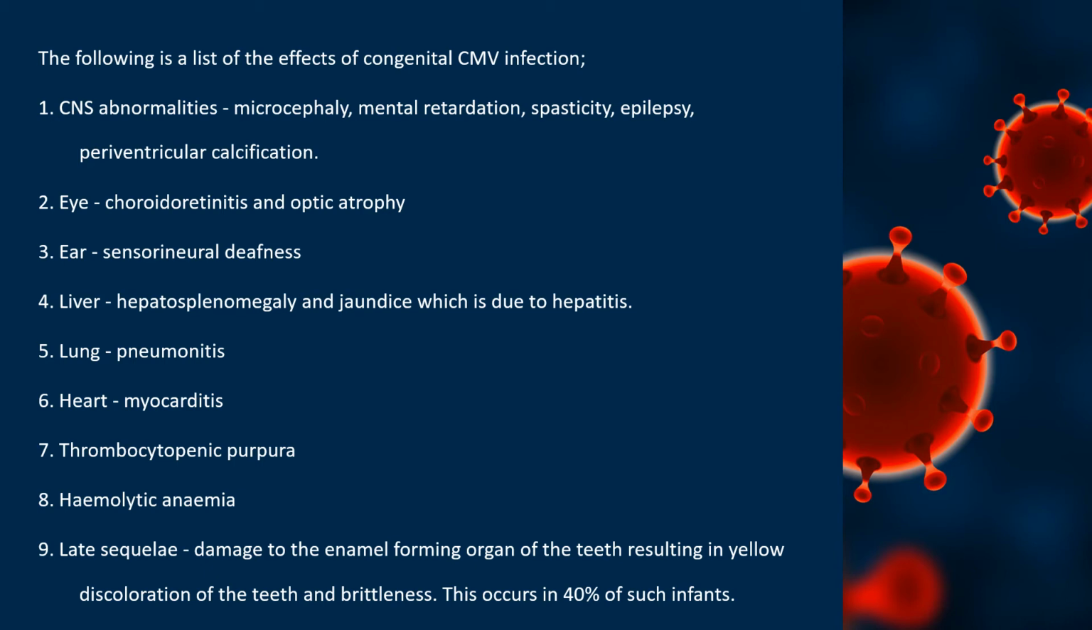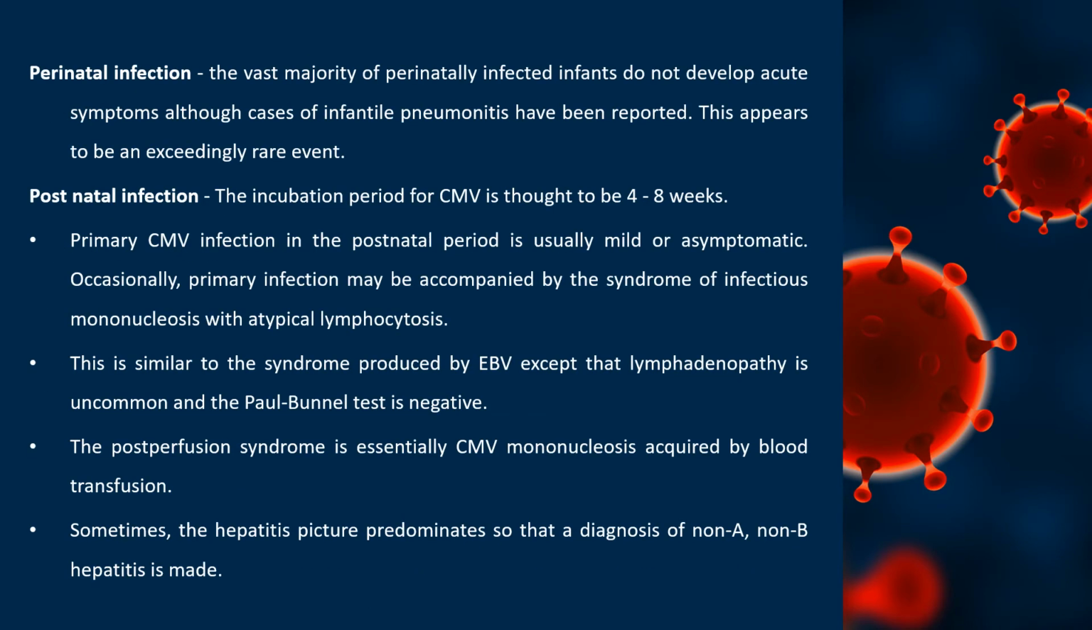And another effect is late sequelae, which damages the enamel forming organ of the teeth, resulting in yellow discoloration of the teeth and brittleness. This occurs in 40% of such infants. Then perinatal infection, it is the most common condition found in infants. Perinatally infected infants do not develop acute symptoms, although cases of infantile pneumonitis have also been reported. This appears to be an exceedingly rare event.